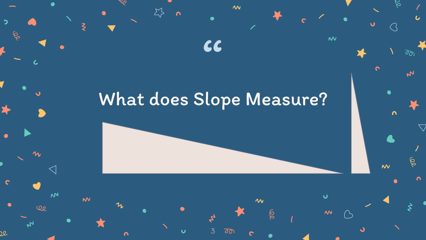I want you to look at these two triangles. They are very different. Let's specifically focus on this side here. Give me your best guess, because both of these would be considered slopes. What do you think slope measures? If you said that slope measures steepness, you are correct. A slope measures how steep a line is, or if we think of a ramp, how steep the ramp is.